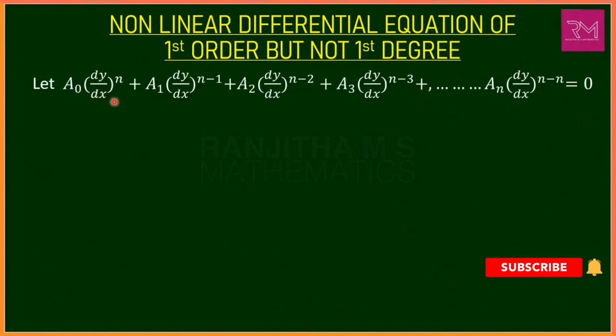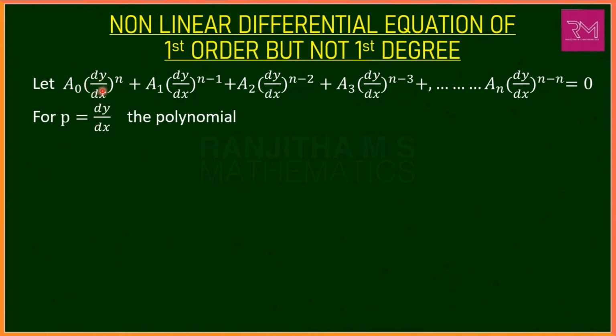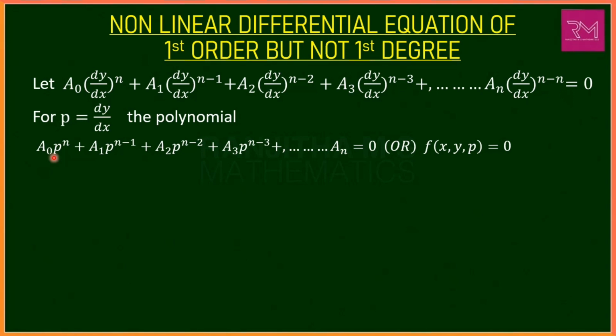Let a naught into (dy by dx) whole power n plus a1 into (dy by dx) whole power n minus 1 plus a2 into (dy by dx) whole power n minus 2 plus a3 into (dy by dx) whole power n minus 3 plus and so on, an into (dy by dx) whole power n minus n, which is equal to 0. In the place of dy by dx, if we substitute small letter p, we get a polynomial equation a naught into p power n plus a1 into p power n minus 1 plus a2 into p power n minus 2 plus a3 into p power n minus 3 plus and so on.